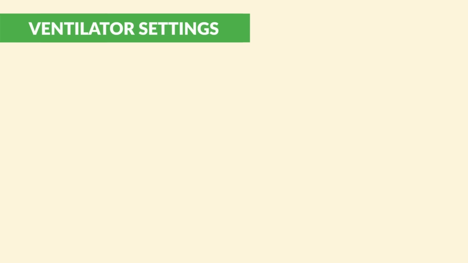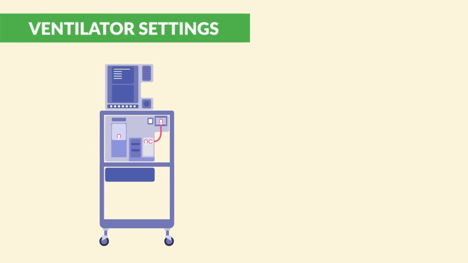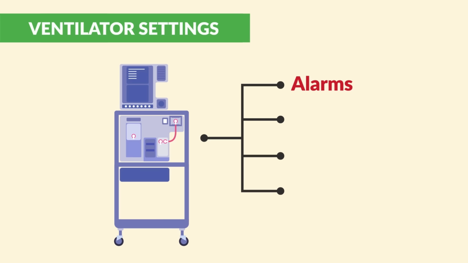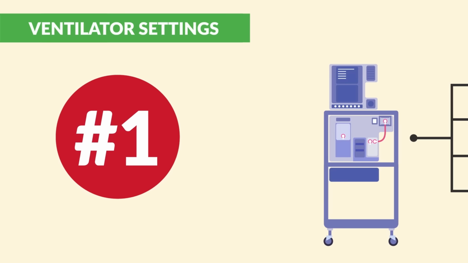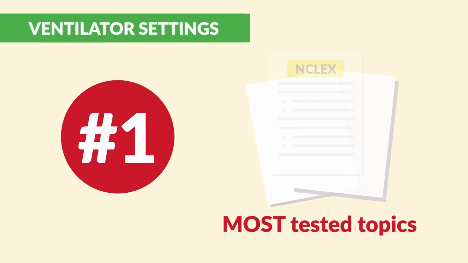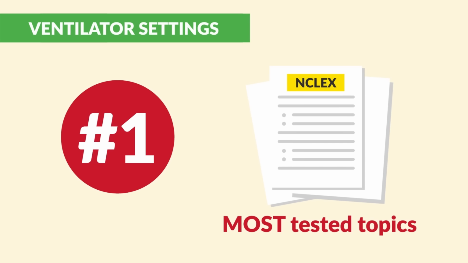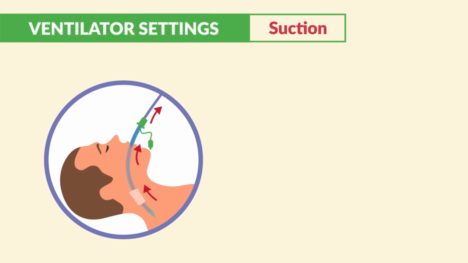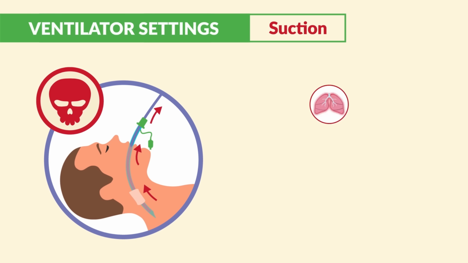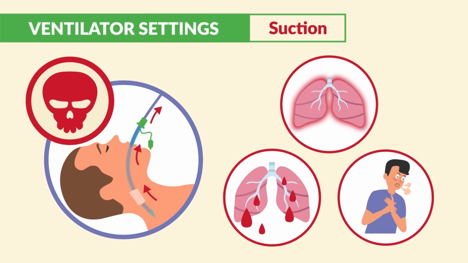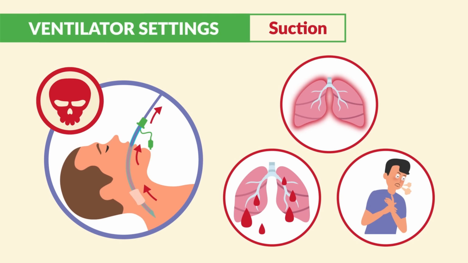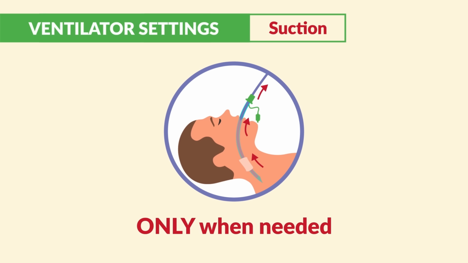But we'll cover this in the complications segment, and also all the ventilator settings, like alarms, monitoring, modes, and settings. But first, let's cover the most tested topics for your NCLEX and exams. First up is suction, which causes a huge risk for trauma, bleeding, and hypoxia, that low oxygen. So it's only performed when needed.